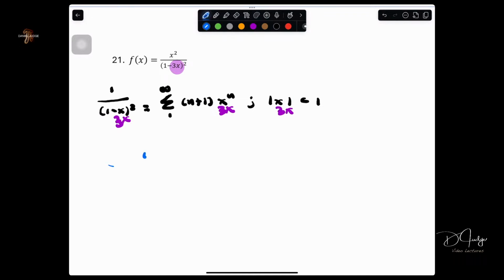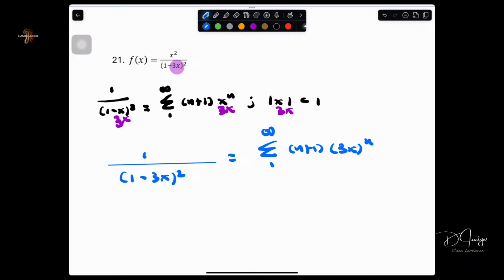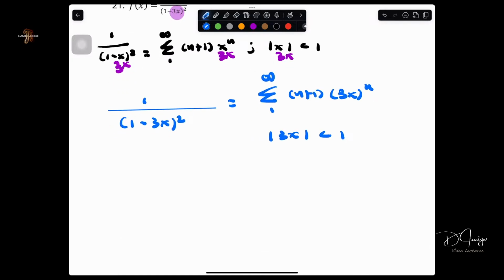So, this power series expansion will be 1 minus 3x to the second power, which becomes the sum from 1 to infinity of n plus 1, 3x to the n. And that's good for the absolute value of 3x being less than 1 now. Now, you're just going to use a little algebra for this term here.